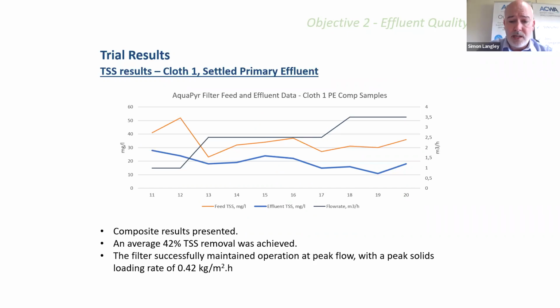When we looked at settled primary effluent, a slightly different application for the machine, we're not necessarily interested in the effluent quality, we're more interested in the removal rate of the total suspended solids. And for the feeds that were fairly variable, again, against the same flow ranges, we achieved an average of 42% reduction. This was at an average loading rate, though, of 0.42 kg/m² per hour, so much higher than the final effluent feed.